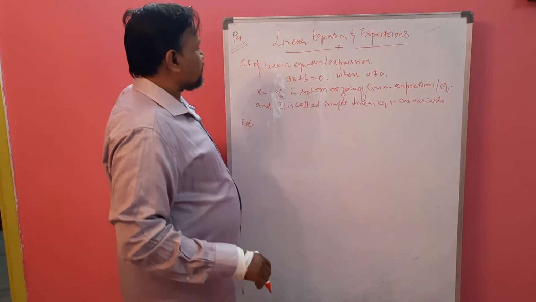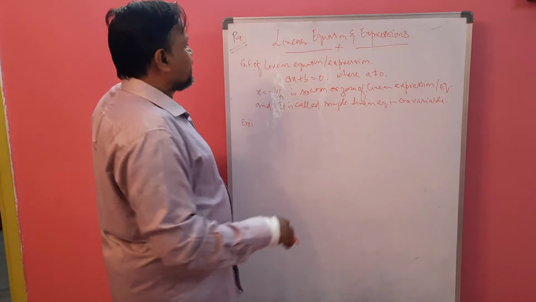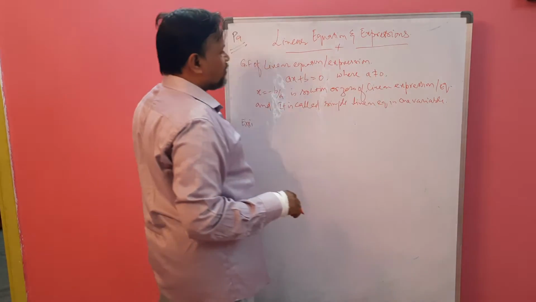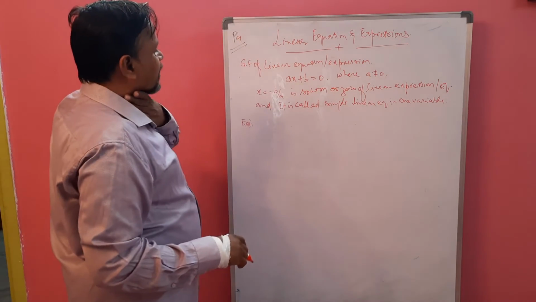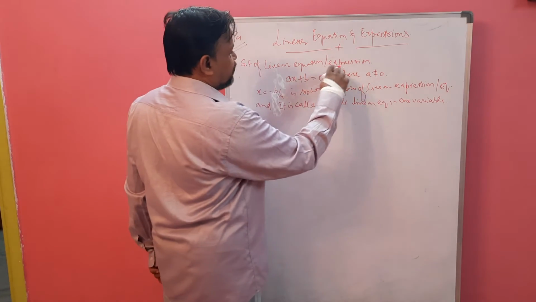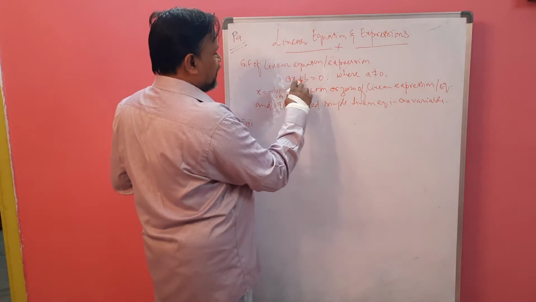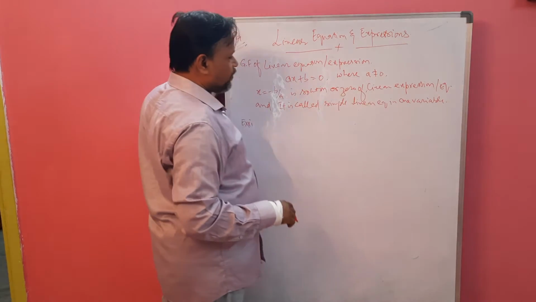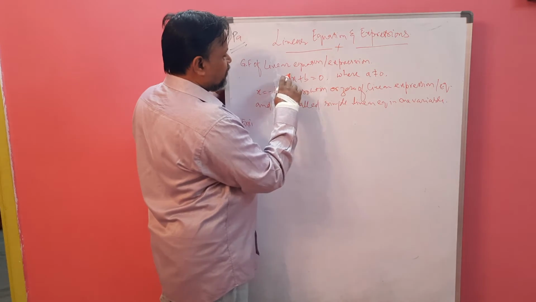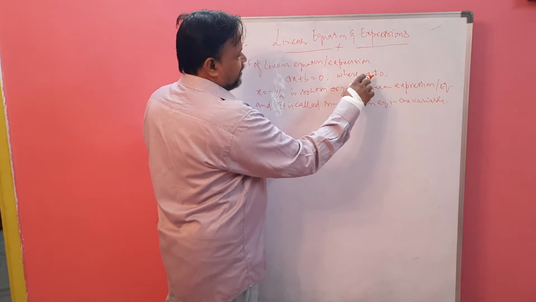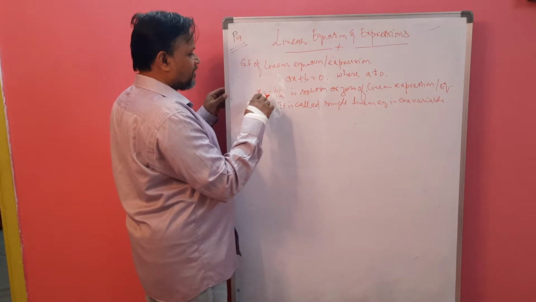Today we are going to start linear equation and expression. The general form of a linear equation or expression is ax plus b equal to 0, where a is not equal to 0. If a equal to 0, we will get only a constant term. So that's why a is not equal to 0 in this equation.